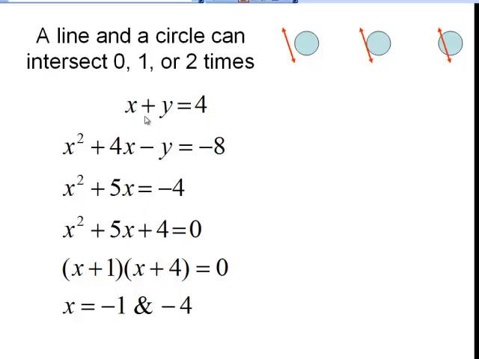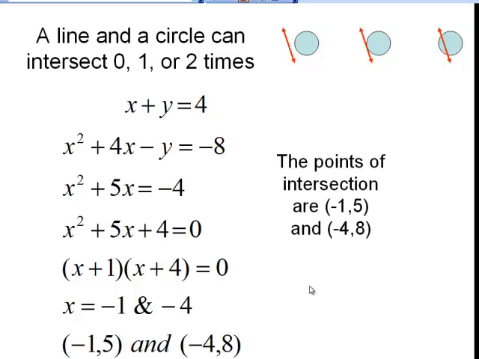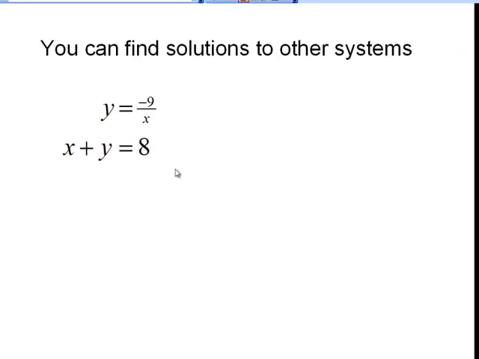If x is negative 1, then y is going to be 5. If x is negative 4, add 4 gives you y is 8. So it's negative 1, 5 and negative 4, 8. So it's a parabola that touches two places. And you could graph both of those, x plus y equals 4 and x squared plus 4x minus y equals negative 8. This is going to be a parabola, that's going to be a line. So it intersects twice.